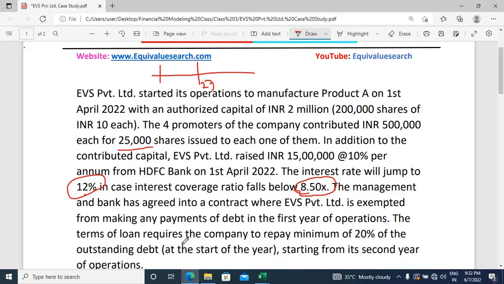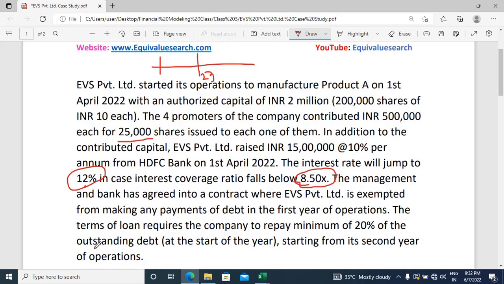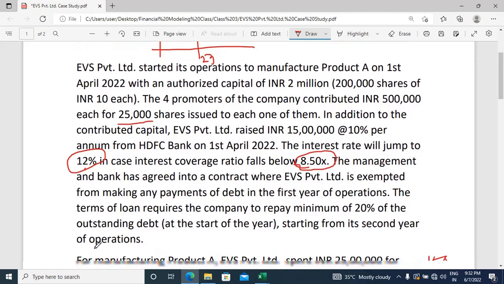Now let us look at the terms of loans. The terms of loans requires the company to repay minimum 20% of the outstanding debt at the start of the year, second year, right? At the start of second year. That means first year there is no loan repayment. Second year start, that is on 1st of April 2023, we have to make the payment. Our company has to make the payment.